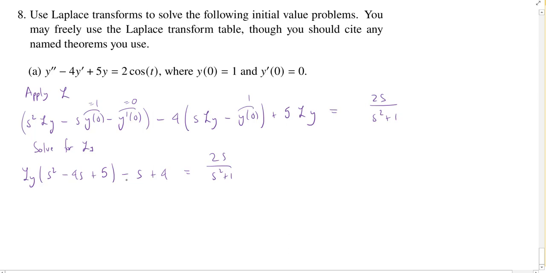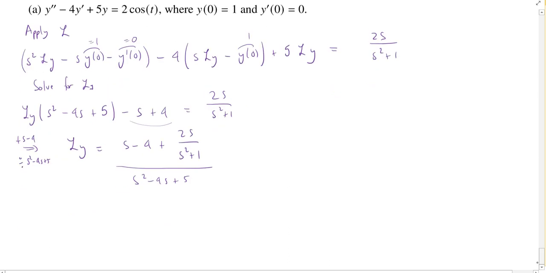So I'm going to add these to both sides and then divide by this quadratic. I'm going to add s minus 4, and then divide by s squared minus 4s plus 5. And that gives me Ly equals s minus 4 plus 2s over s squared plus 1, and then I need to divide everything by this s squared minus 4s plus 5.